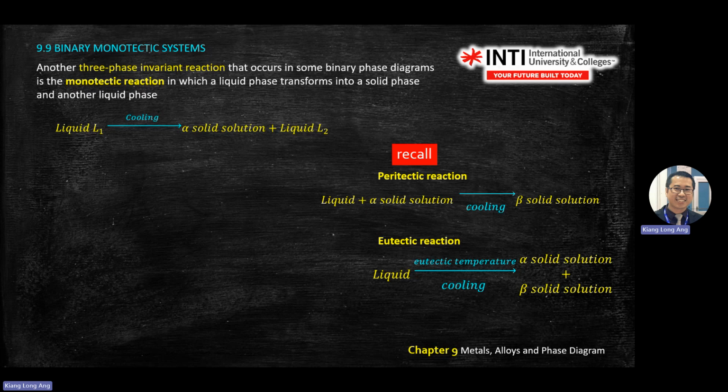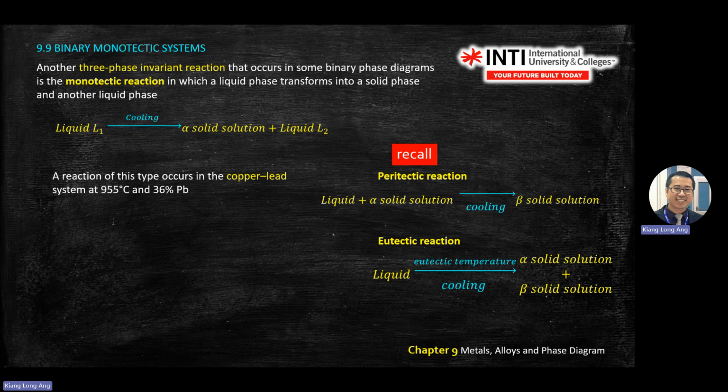The process, right? So for example, on the line, when you drop temperature, you will see liquid plus alpha, L plus alpha, become beta. Then that one is peritectic. When you drop temperature, liquid becomes alpha plus beta, then it's eutectic. Okay.